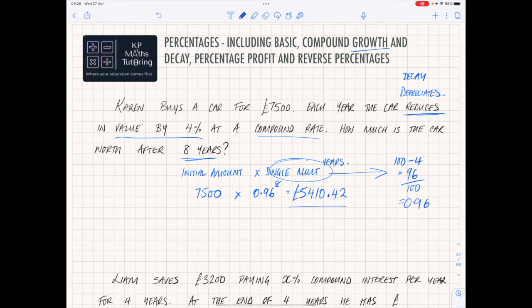£5,410.42p. So basically what we're saying is after the 8 years that Karen has had this car for, it has reduced by just over £2,000, £2,090. That's your decay. So if something depreciates, goes down, that's your single multiplier process. Remember that, but the actual format of what it should look like is exactly the same.